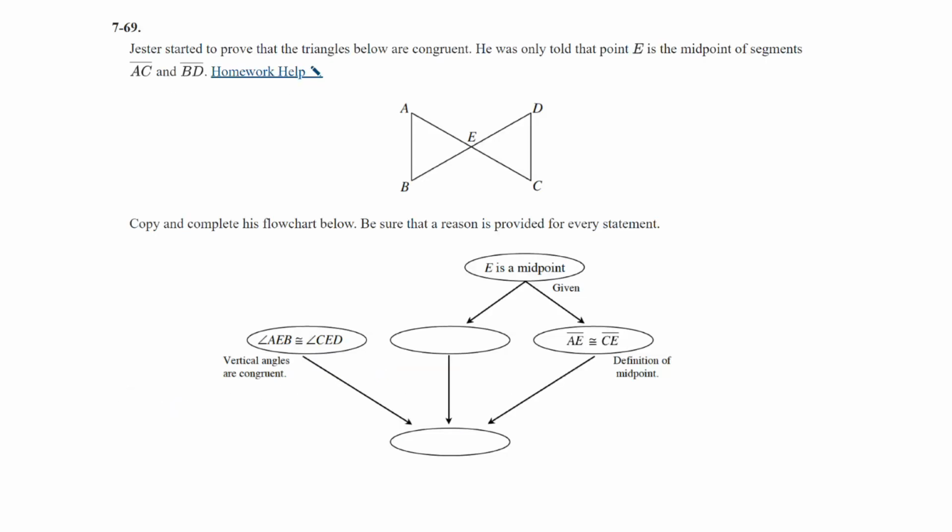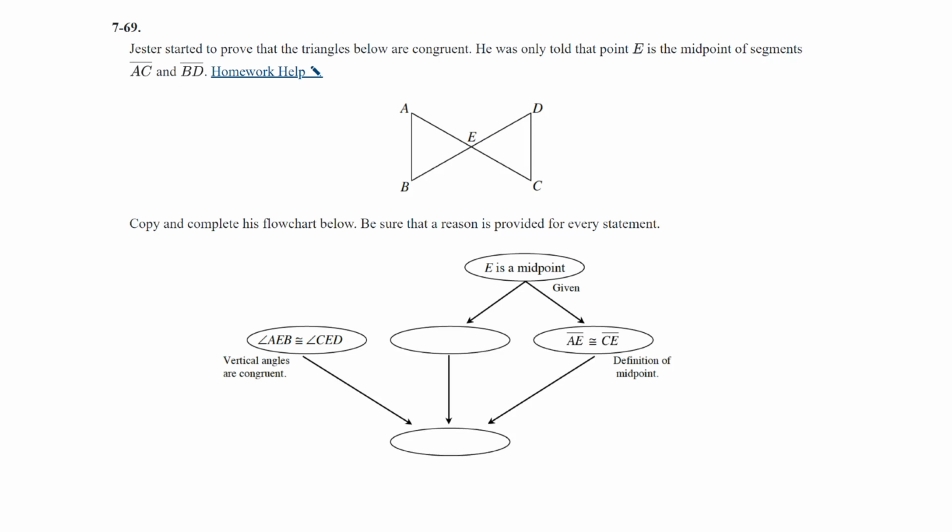Question 69. Jester started to prove the triangles below are congruent. He was only told that point E is a midpoint of the segments AC and BD. Copy and complete his flowchart below. Be sure that a reason is provided for each statement. So what was given is that E is a midpoint of AC and BD. So that's the given, so you can see that right there.